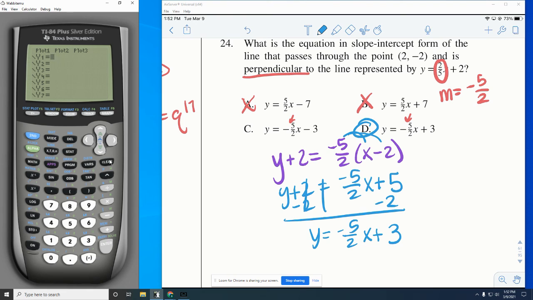Again, if you wanted to use the table, you could type these 2 in. So I'll just show you with the correct answer. If I go to the table, I am looking for the point (2, -2). So when I go to the x value of 2, my y value is -2.